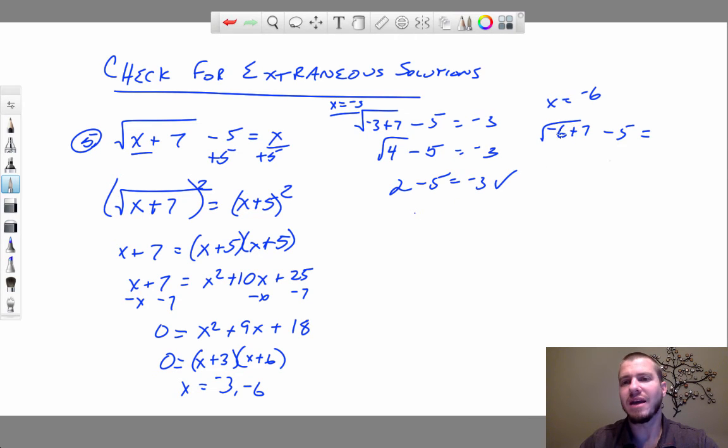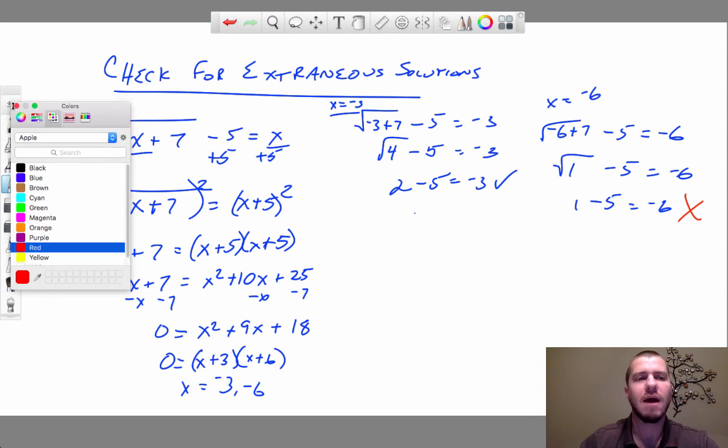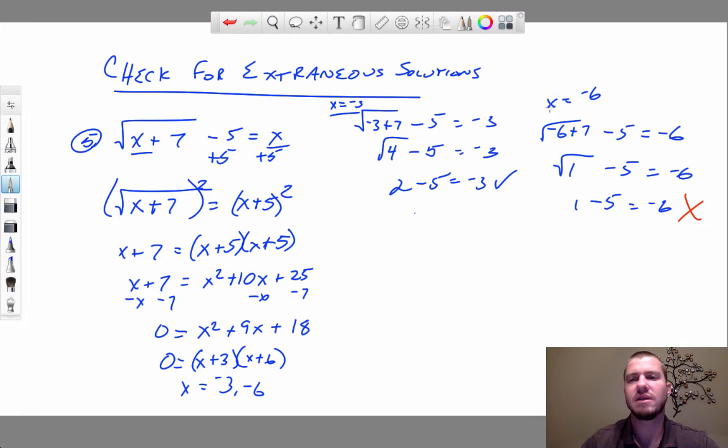When I plug in negative 6, I get the square root of negative 6 plus 7 minus 5 is equal to negative 6. The square root of 1 minus 5 is equal to negative 6. 1 minus 5 is equal to negative 6. Well, this one does not work. So that means that negative 6 is extraneous. So my only solution is x equals negative 3.